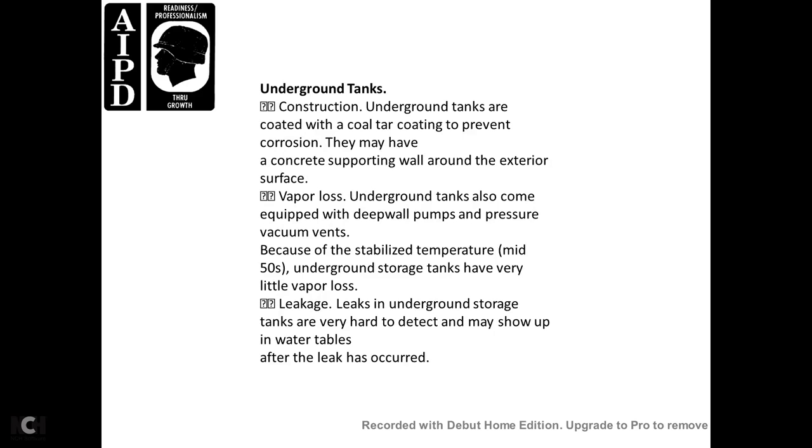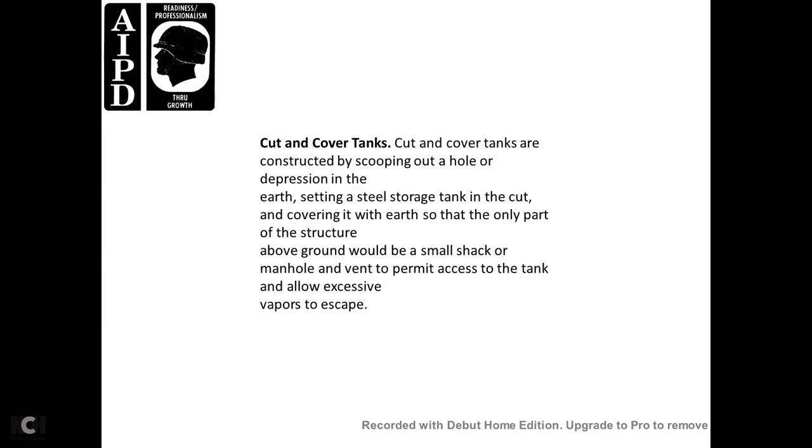Underground tanks. Underground tanks are coated with coal tar coating to prevent corrosion. There may be a concrete supporting wall around the exterior surface to reduce vapor loss. Underground tanks are also commonly equipped with deep well pumps and pressure vacuum vents. Because of the stabilized temperature in the mid-50s, underground storage tanks have very little vapor loss. Leakages from underground storage are very hard to detect and may show up at the water table after the leak has occurred.